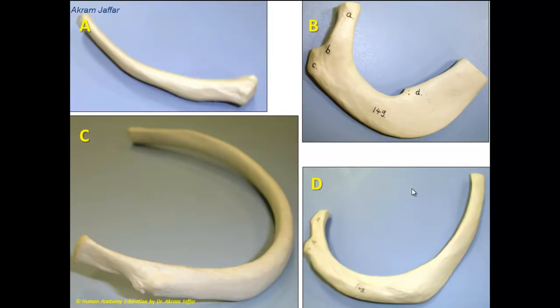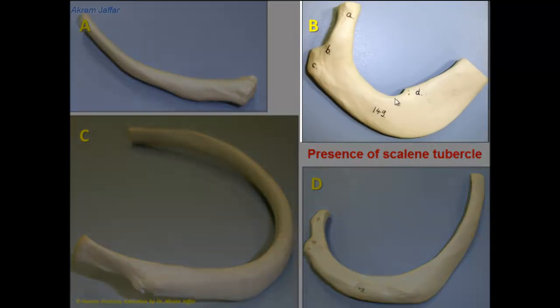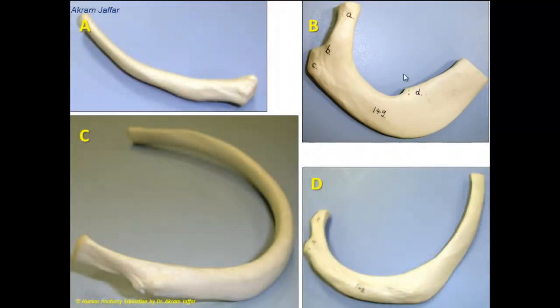The first feature is the presence of scalene tubercle. A scalene tubercle is a characteristic for the first rib, and so here this would be the first rib, and this is the scalene tubercle here. This is the first rib. It is the most curved rib, and it has a superior surface and inferior surface. It has an internal border and external border, and the internal border is characterized by the presence of a scalene tubercle for the attachment of scalenus anterior muscle.